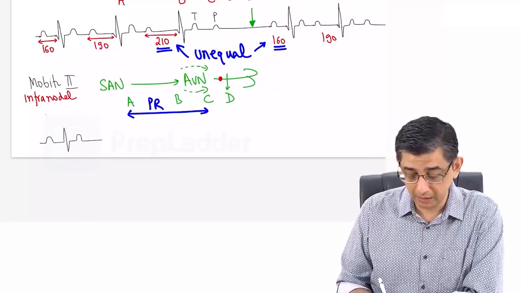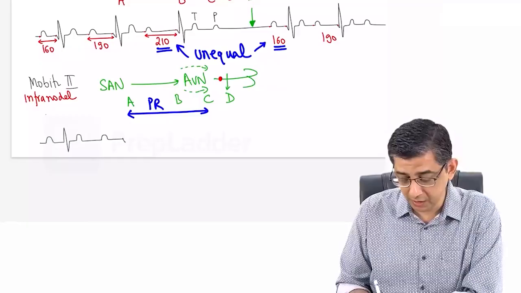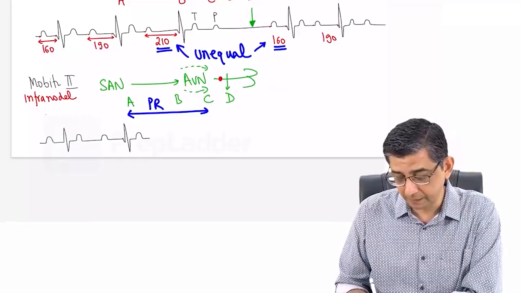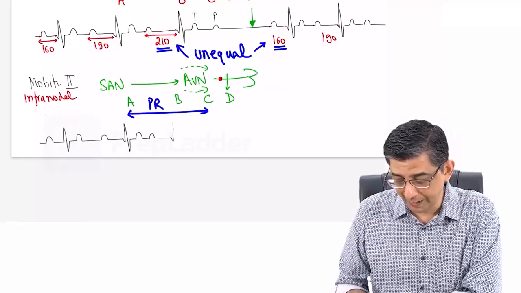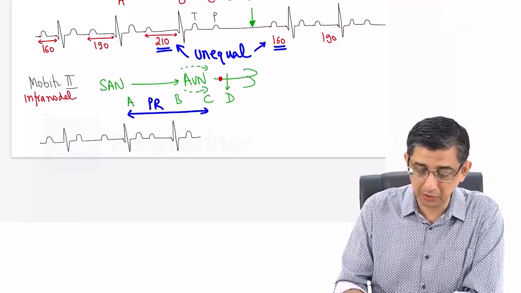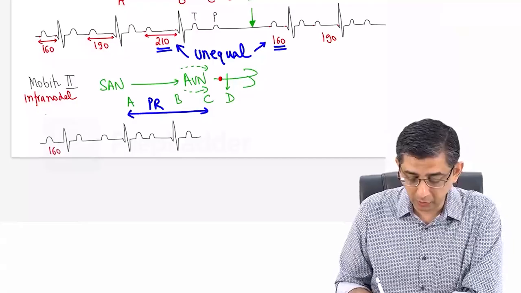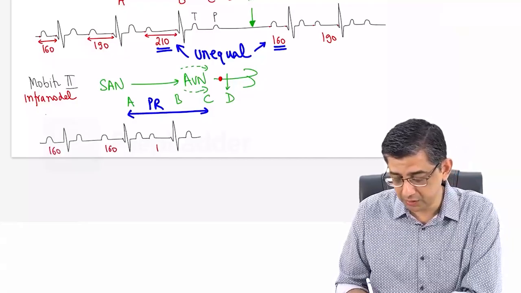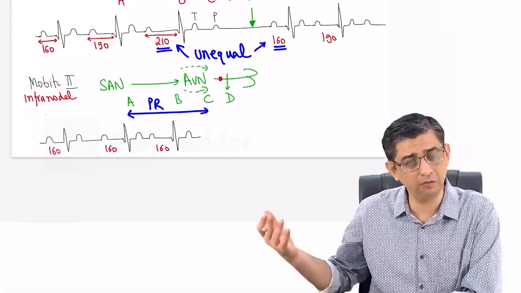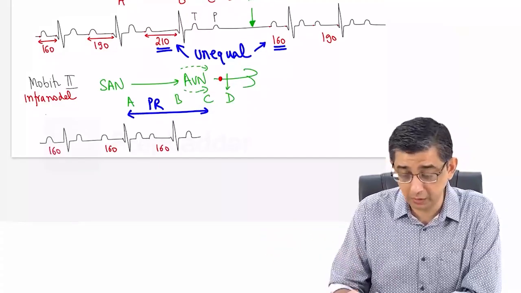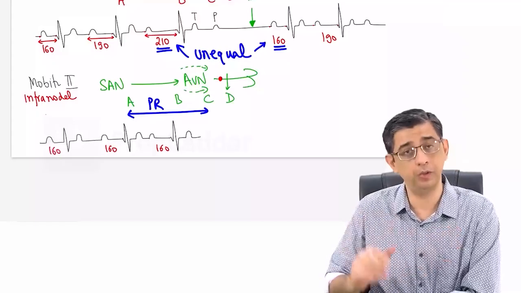In this particular hand-drawn sketch, I will try to make the PR interval as symmetrical as possible. I have tried to make it almost the same duration. This is 160, 160, 160, which can continue for 4 or 5 beats, perfectly normal till now. So far so good, no problems.